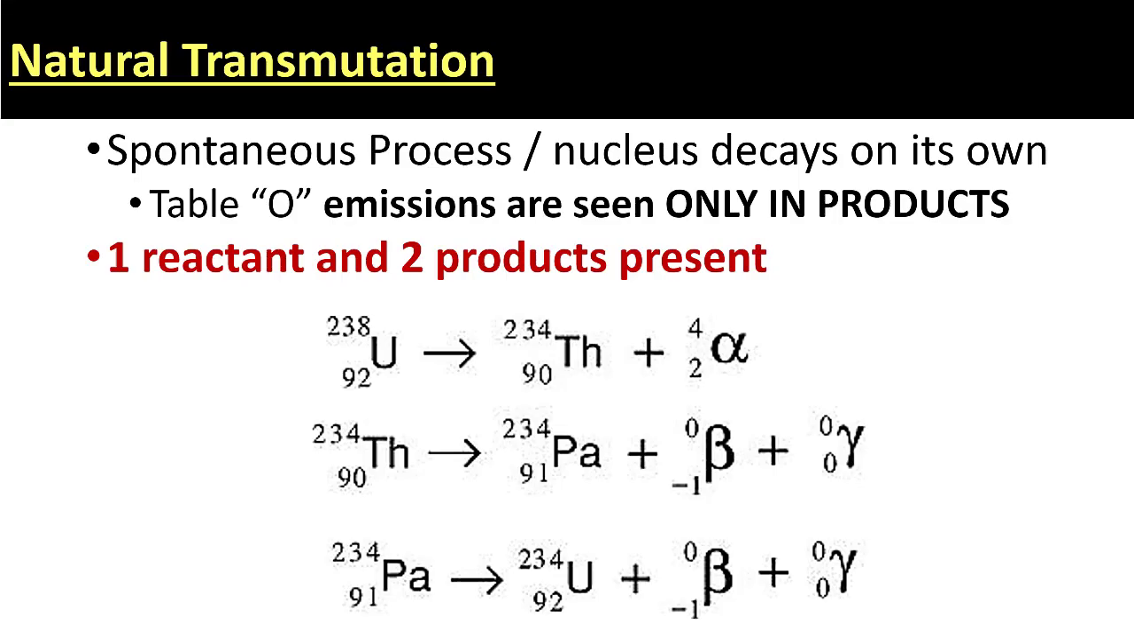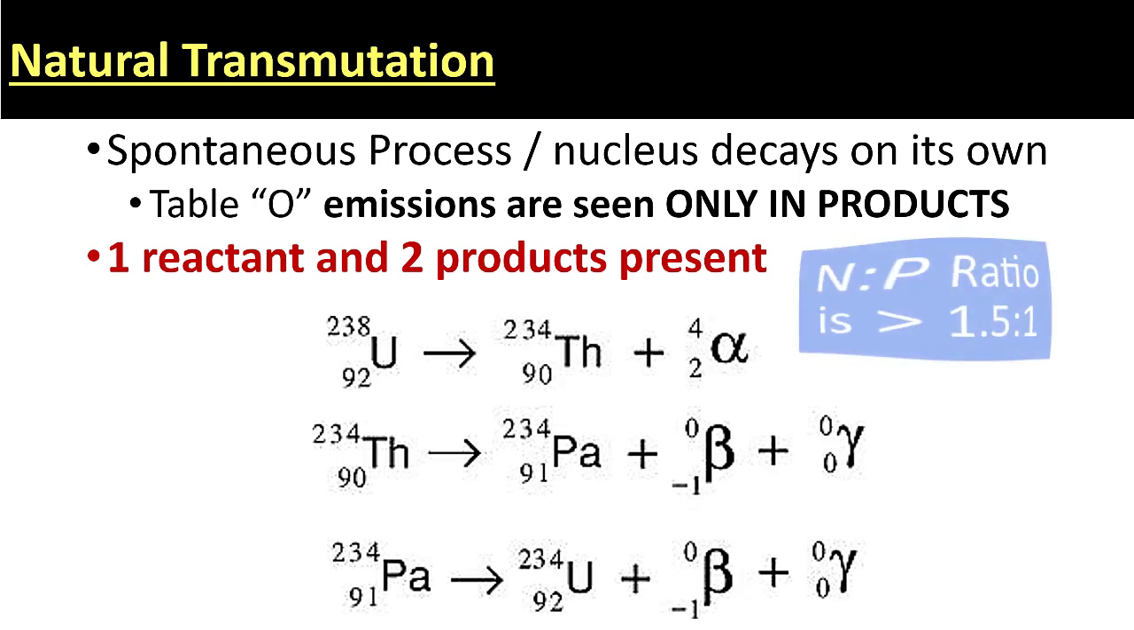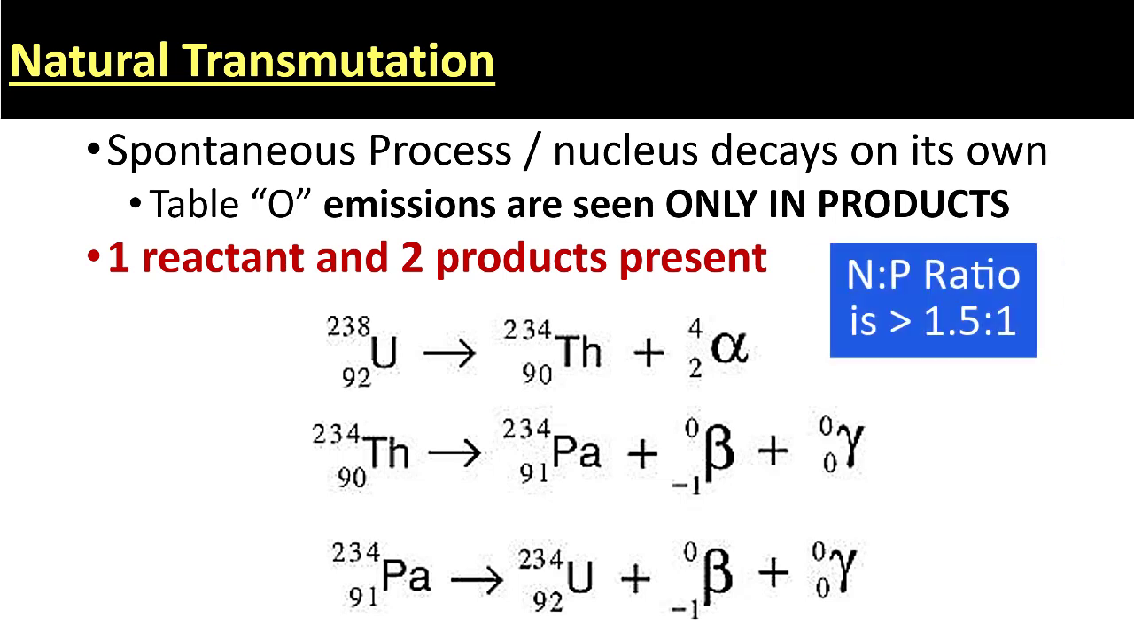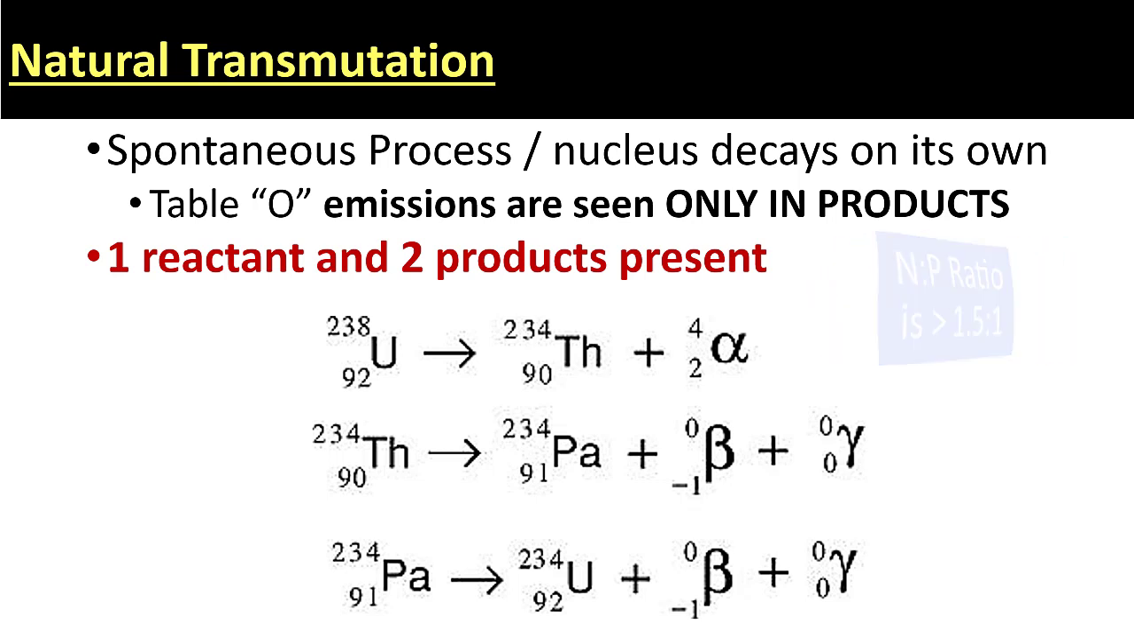Natural transmutation is what you have been doing all along with your radioactive emissions. It is a spontaneous process, and the nucleus is decaying on its own. Why? Because that neutron to proton ratio is upset, and the radioactivity is happening so that radioactive particle can get back down to a stable neutron to proton ratio.